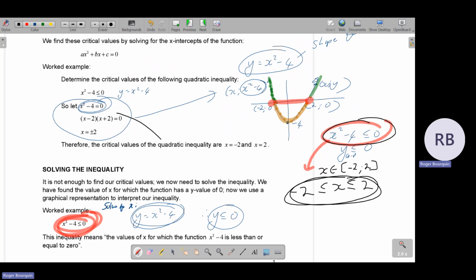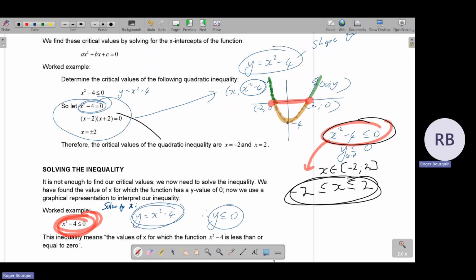Yeah. If I put in -2, what do you get? 4 minus 4, which is 0, right? Which is less than or equal to 0. If I put in 1, I get a negative. If I put in anything to the left of -2, like -5, what's going to happen? -5 squared is 25 minus 4 is 21, which is not less than 0, it's bigger than 0. So if you sub in numbers between -2 and 2, it will satisfy that inequality.